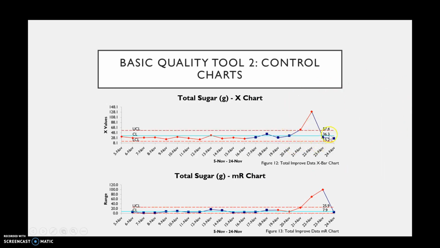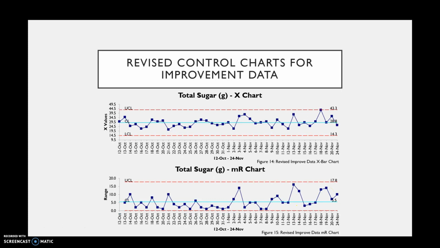As you can see in my control chart, that point is also there, and the points leading up to it, since that was Thanksgiving break. So I did revise my control chart, so those points weren't included, and my total improved data is very nice and very clean, and I'm very happy with the results. The average is 28.8 grams, which is right where I want to be.